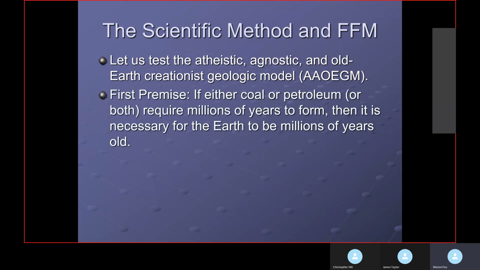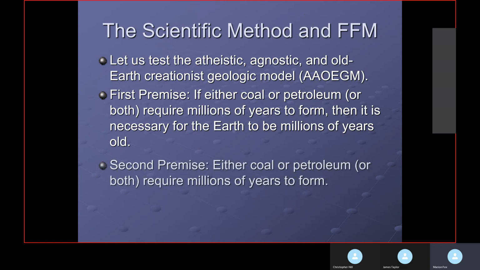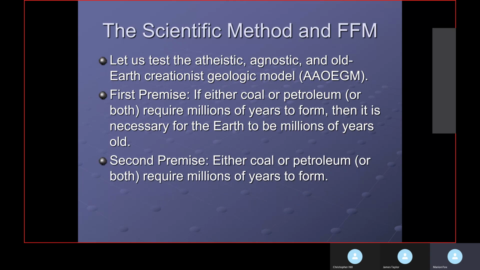If either coal or petroleum or both require millions of years to form, then it's necessary for the Earth to be millions of years old. That's the claim that's made. One of the arguments that's been made in the past is it took that long for coal and petroleum to be formed. Therefore, you're wrong about the age of the Earth. But modern research has shown that they can form it in short periods of time.